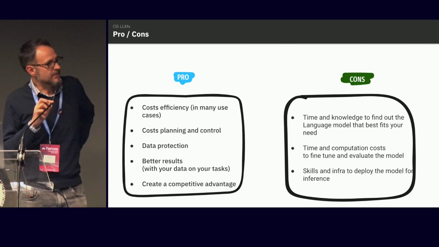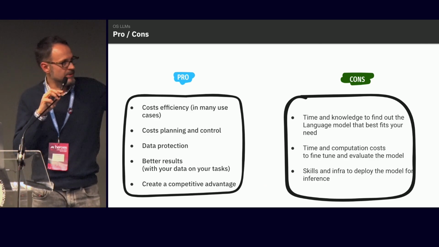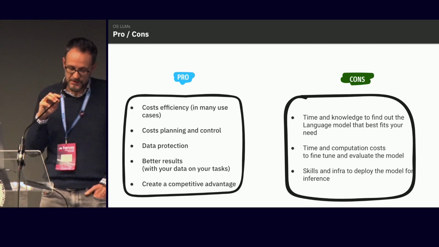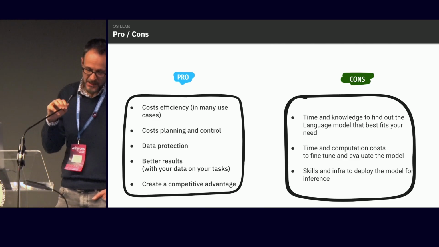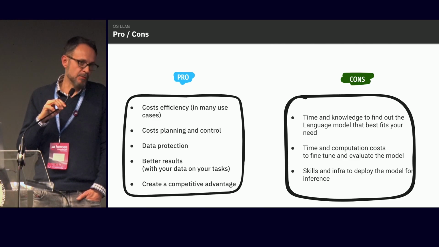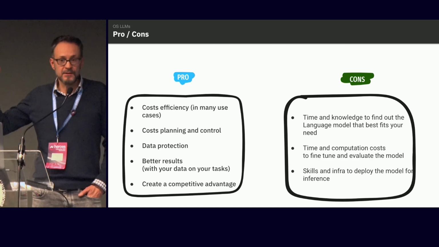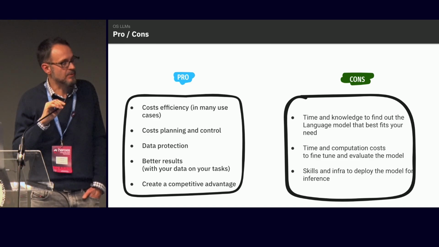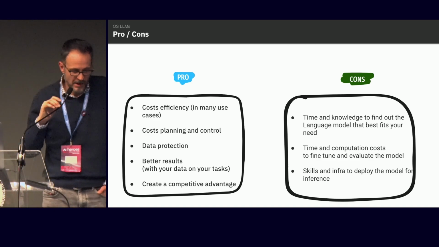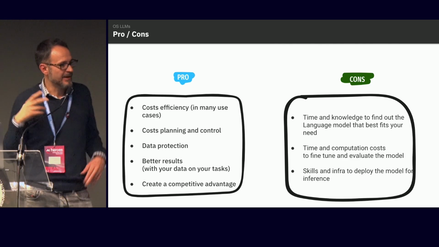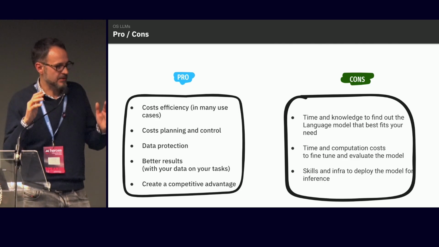Some disadvantages, for instance, I mentioned some of them. We need to have knowledge and time to find out which is the best language model that fits our needs, because it's not so obvious. There are so many, as you saw in the chart before, so which is the right one for me? We have to have experience and knowledge to test, evaluate, and choose the right one.